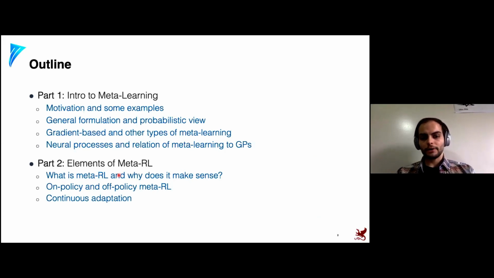In the second part, I'm going to focus on meta-RL. So that's going to be somehow connected to the lectures that were already given previously on reinforcement learning as inference.